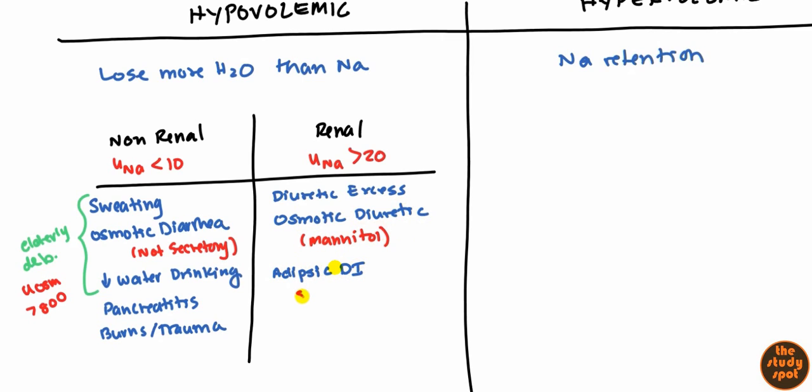So adipsic diabetes insipidus is when not only are they not releasing enough ADH, but they're also not able to get thirsty. And so since they're not getting thirsty, they tend to lose all of their fluids. This is seen in conditions such as septo-optic dysplasia, and different types of brain tumors in the thalamus can lead to this. So that is hypovolemic.